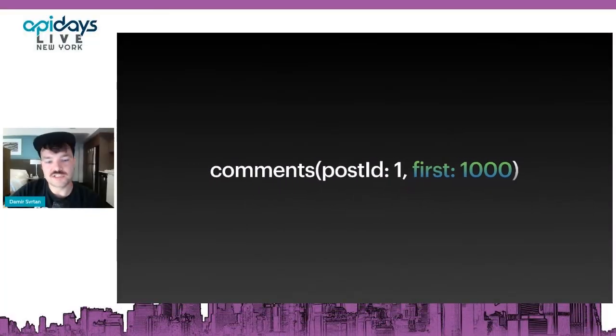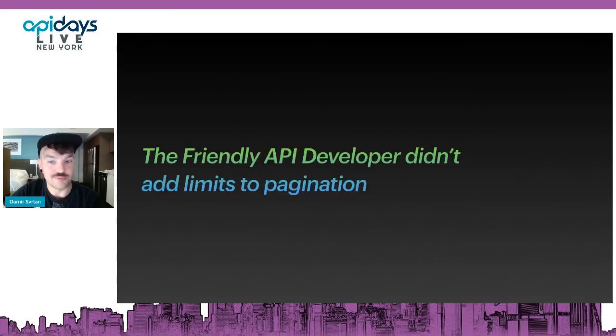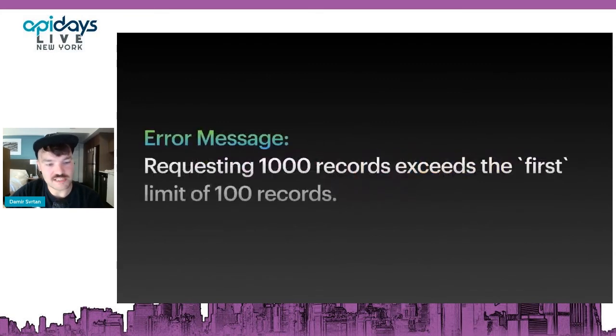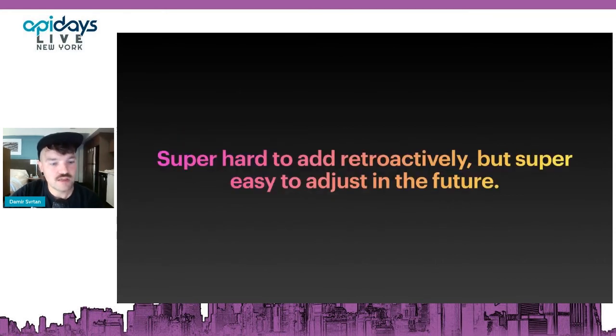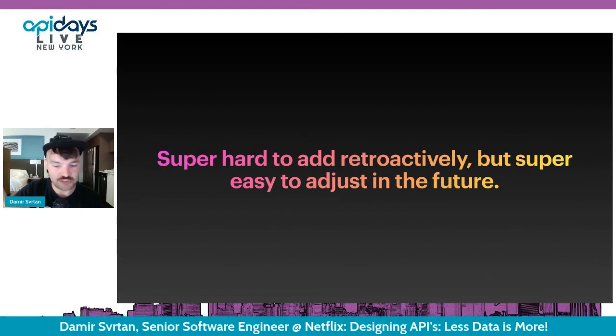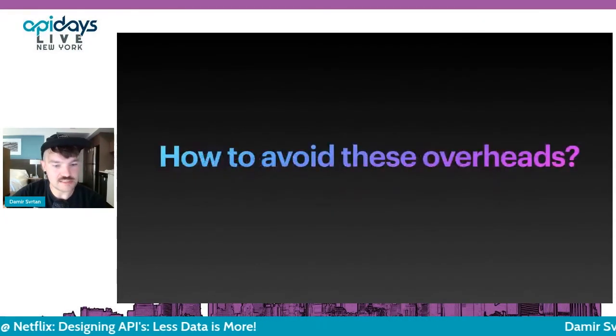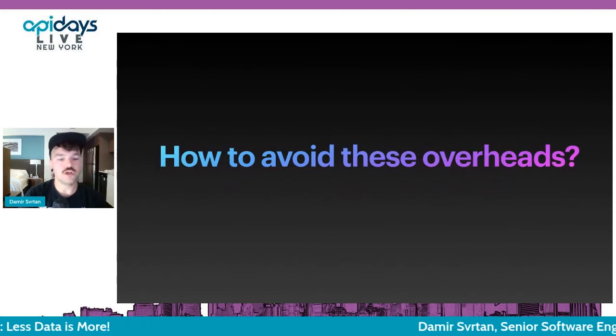What if our clients actually started initiating queries that say, just give me the first 1,000 comments? The client was too lazy to actually do paginated requests. And what happened? The friendly API developer didn't add limits to pagination. Adding pagination limits from the beginning is what makes more sense. You might have an error message that says, requesting 1,000 records exceeds the limit of 100 records that we're able to give you. It's super hard to add retroactively, but super easy to adjust in the future. You might add a lower limit at the beginning and then increase it, while the other way around is a breaking change.